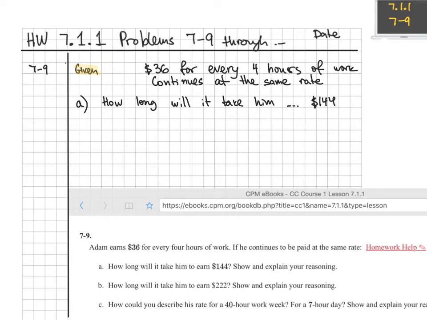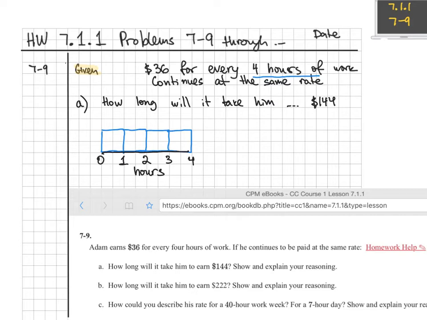So one way I'm going to show my work is using a small picture or drawing, and it says for every 4 hours of work. So I'm going to draw 4 equal parts, or like a double number line, but I know there are 4 equal parts and each one will represent 1 hour. So on the bottom, the number line is going to be counting hours. So I have 0 hours, 1 hour, 2, 3, 4.